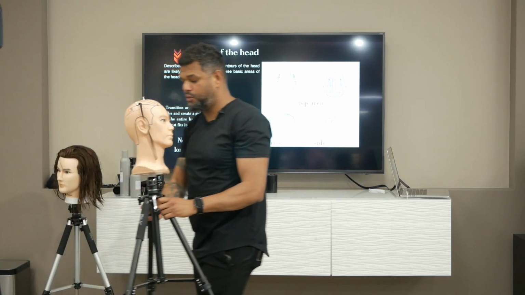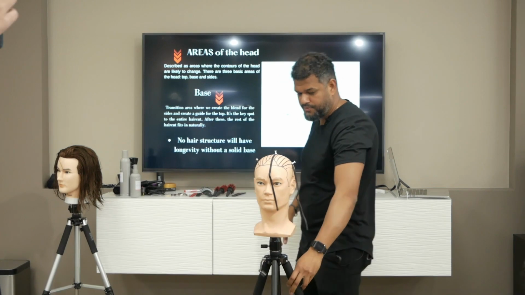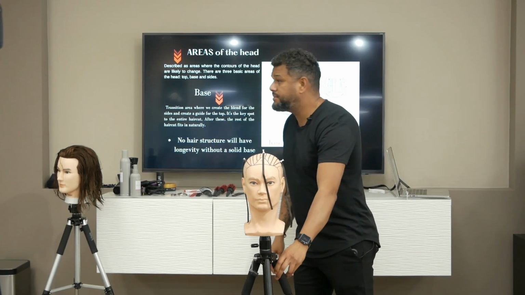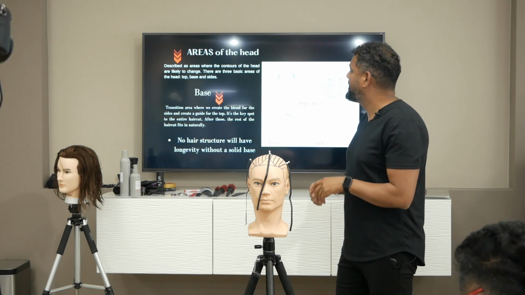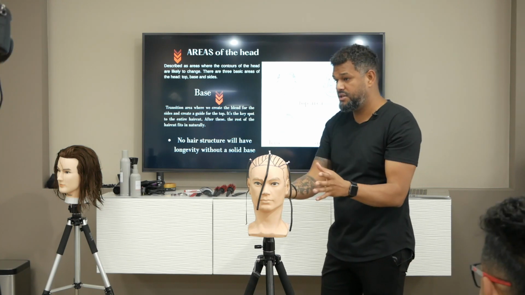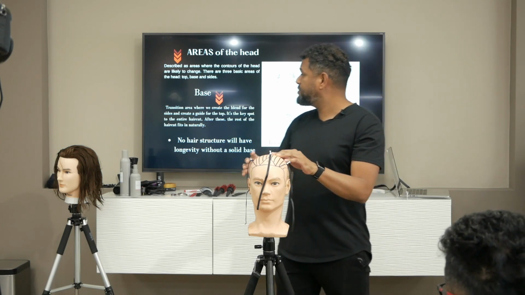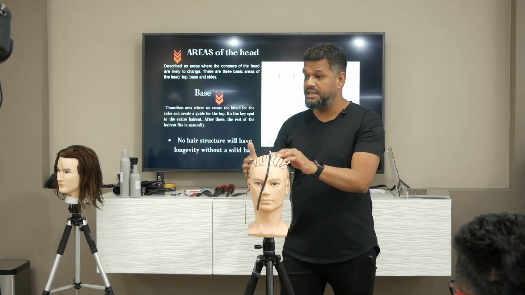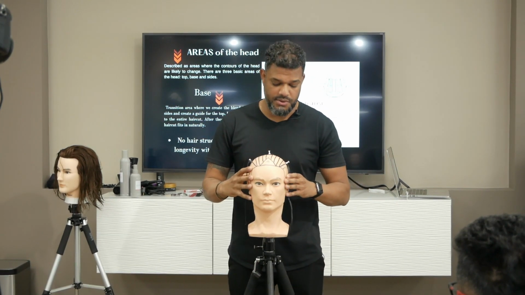Guys, this is really important right now. We're entering another subject: the areas of the head, where the contours are likely to change. There are three basic areas of the head: the top, the base, and the sides. So here, it's a good explanation today for you guys.